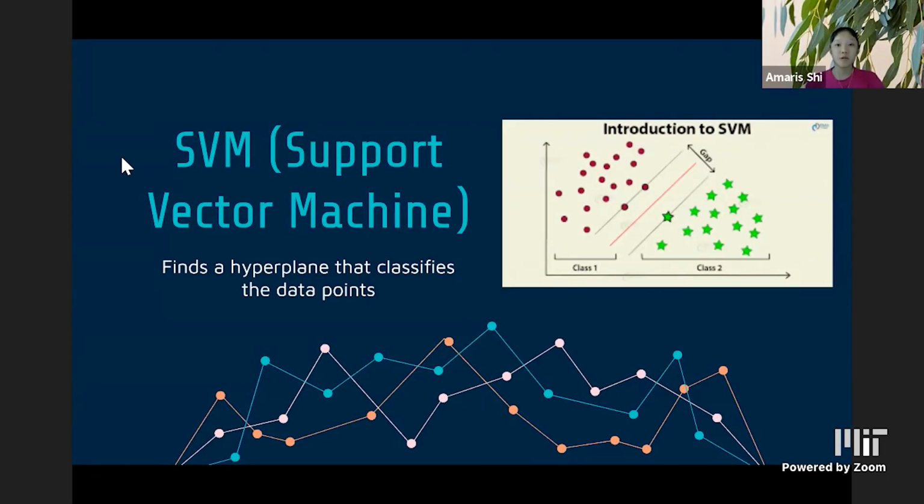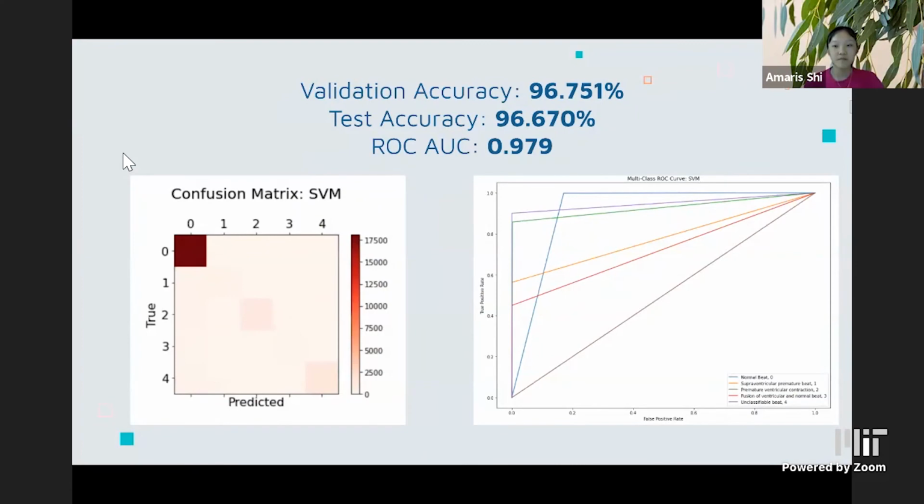Next we tried the support vector machine, or SVM, which will find the hyperplane that will effectively classify the data points. This means the model will attempt to divide points into different labels, while also maximizing the distance from the plane to the nearest data points. The SVM had a higher accuracy than our logistic regression, with validation and test accuracies just under 97%. The confusion matrix shows that the squares with the predicted values matching the true value are darker, and this is good. This means that there are very few false positives or false negatives. The area under the ROC curve is 0.979, which is really close to the target value of 1.